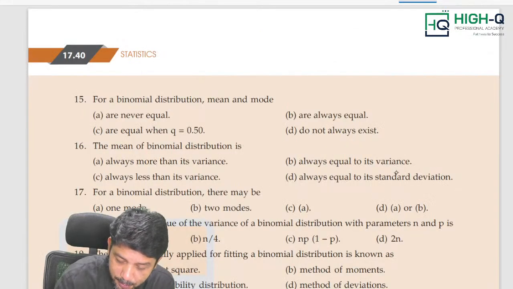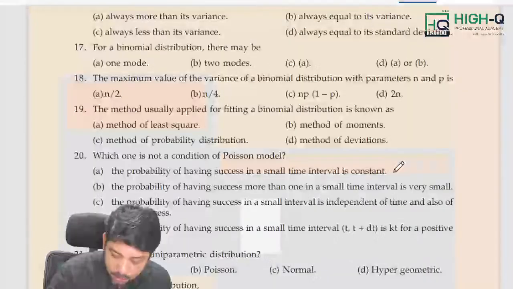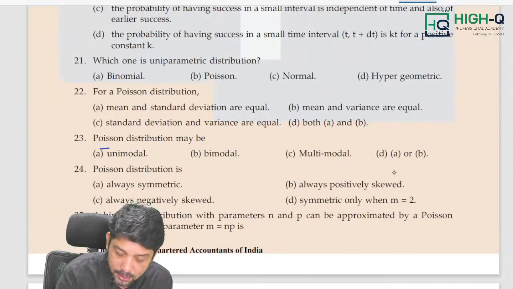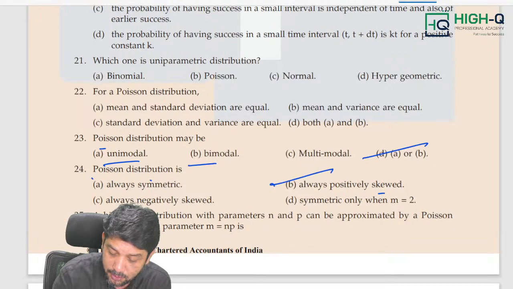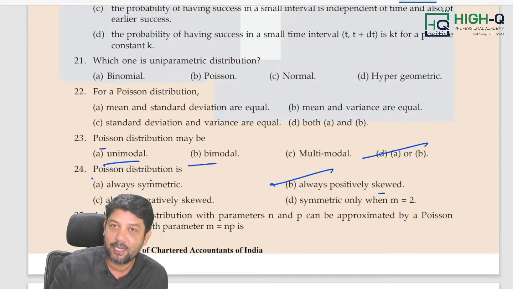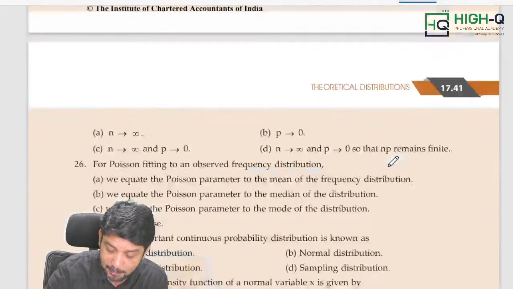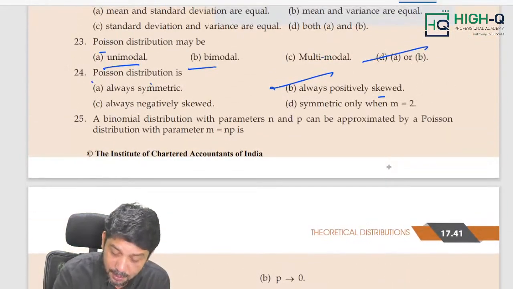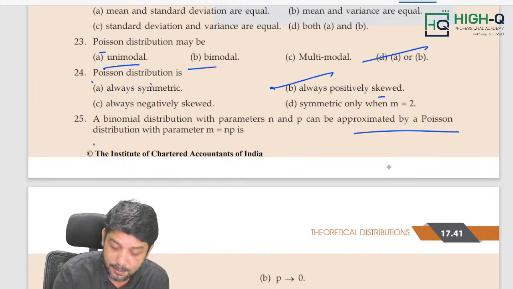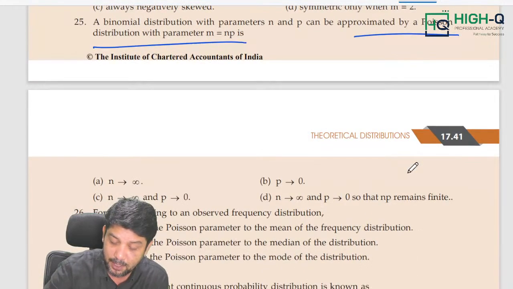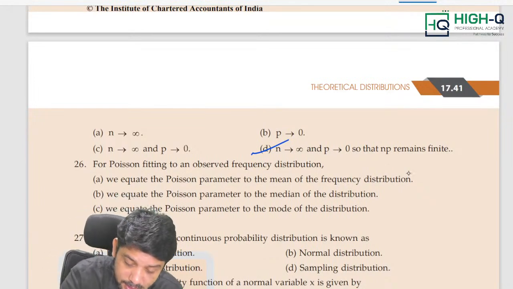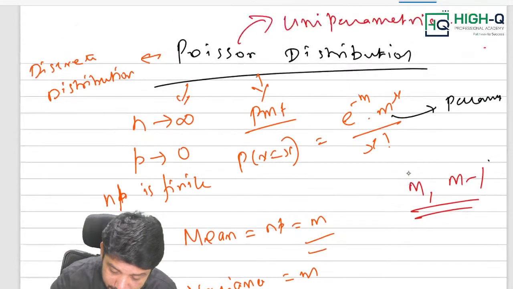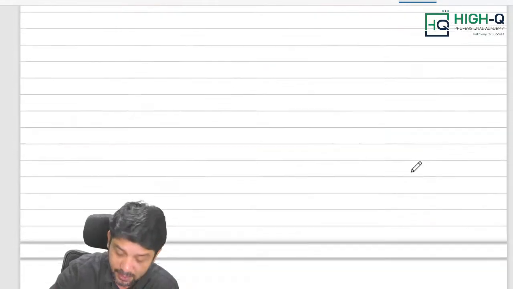Now, let me do some problems. Theory questions, of course, you know how to solve. Poisson distribution may be unimodal or bimodal, so it can be A or B. Poisson distribution is always positively skewed. These theory questions are also expected in the examination. A binomial distribution with parameters n and p can be approximated by a Poisson distribution with parameter m equal to np when n tends to infinity, p tends to 0, and np remains finite. This is the condition.